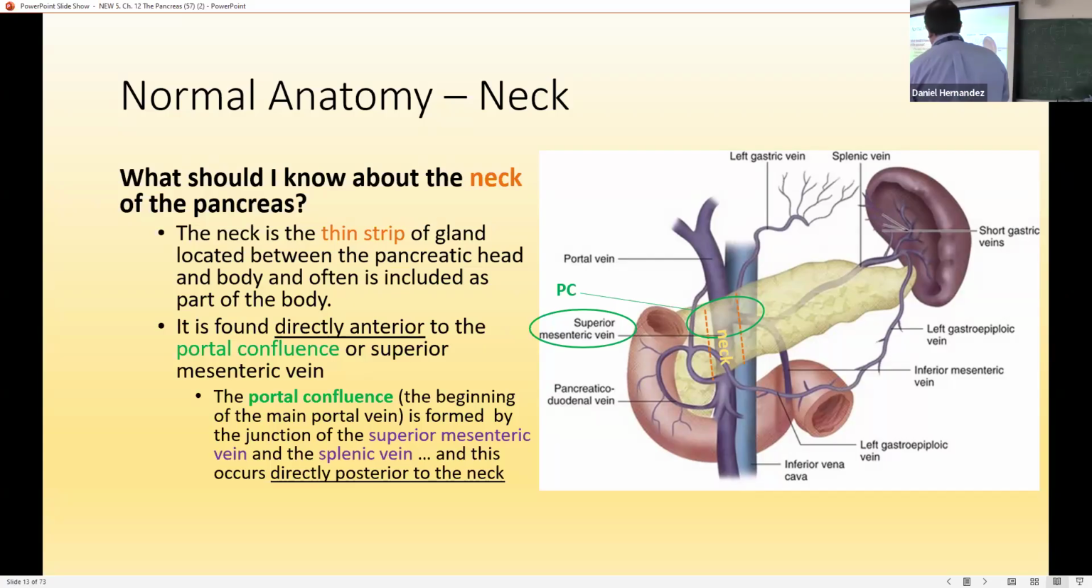The portal confluence is again the beginning of the main portal vein, which we know is formed by the junction, or coming together, of the SMV, superior mesenteric vein, and splenic vein.